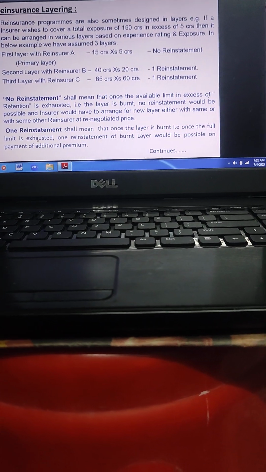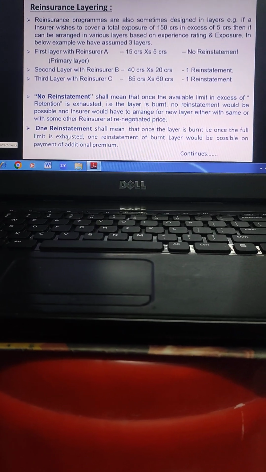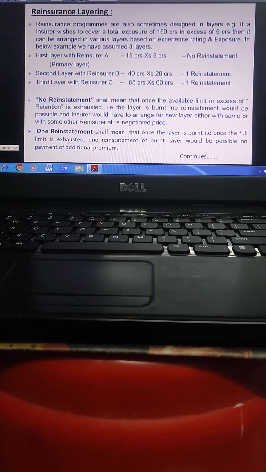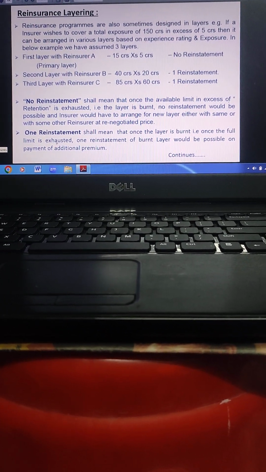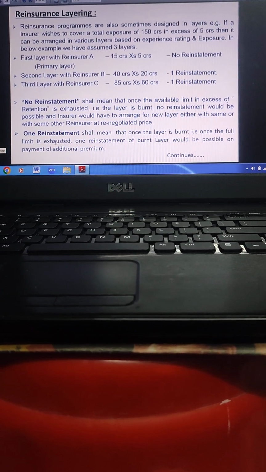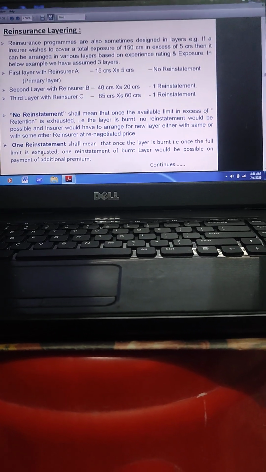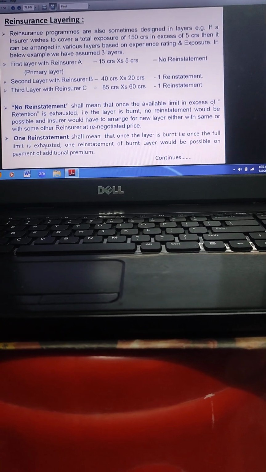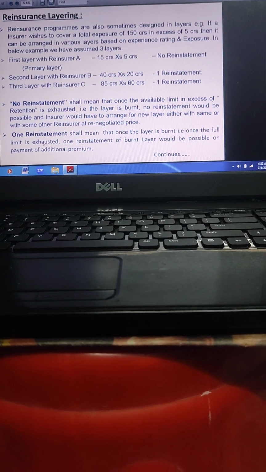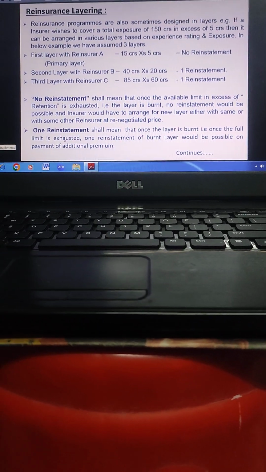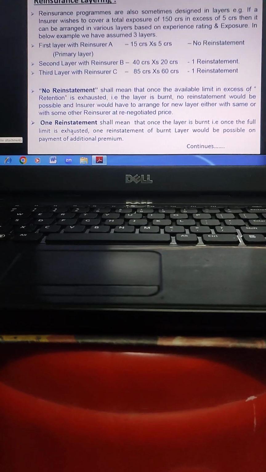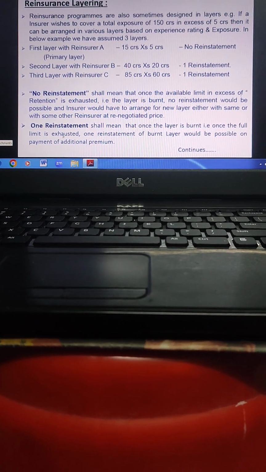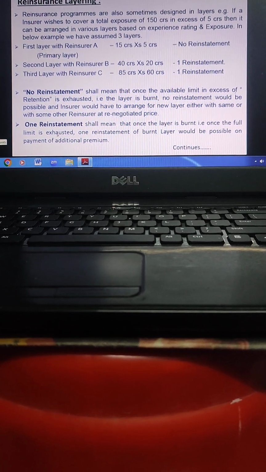No reinstatement means that once the available limit in excess of retention is adjusted, that is, the layer is burnt, no reinstatement would be possible and an insurer would have to arrange for a new layer either with the same or with some other reinsurer at a renegotiated price. One reinstatement means that once the layer is burnt, that is, once the full limit is adjusted, one reinstatement of the layer would be possible on payment of additional premium.